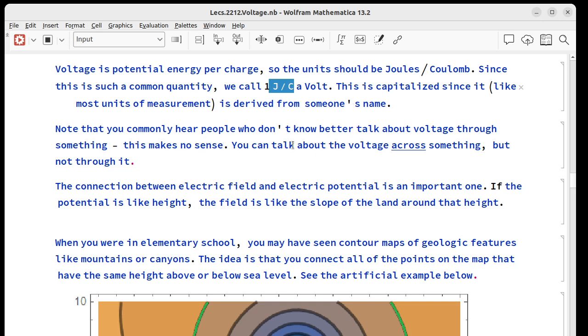A lot of times you'll hear people who don't know physics very well talk about voltage going through something. If someone gets electrocuted, they'll say 10,000 volts went through someone. This doesn't make any more sense than if someone falls off a building, you don't say 100 meters went through the person. You can talk about the voltage across something, but not through it.